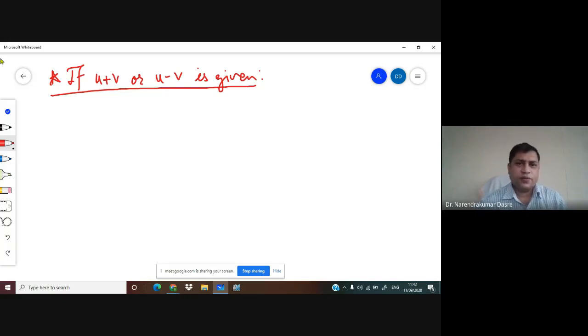So suppose you are given U or you are given V, then we need to see how we are able to find the analytic function using the Milne-Thompson method. Okay, so let us see the problems based on this.